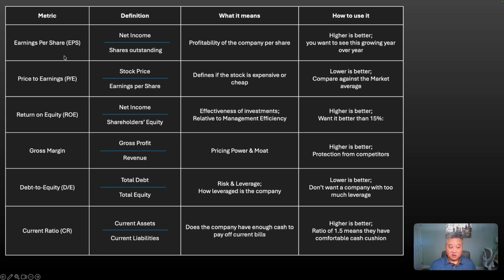Starting off, I look at earnings, and that starts with earnings per share, or EPS, and that's generally the net income divided by the outstanding shares. It indicates the profitability of the company. Higher is better, and you generally want to see this growing over time, and you want to watch out for trends.